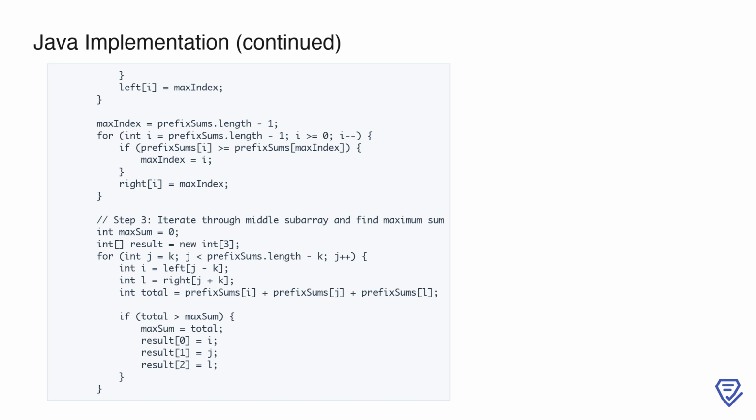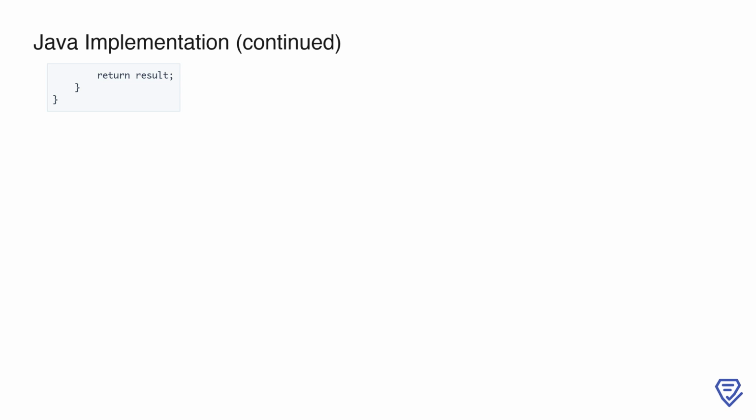If this total is greater than the maximum sum we've seen so far, we update the maxsum variable and record the indices of these three subarrays in the result array. Finally, after iterating through all valid middle subarrays and computing their respective total sums, we return the result array, which contains the starting indices of the three non-overlapping subarrays that maximize the total sum.